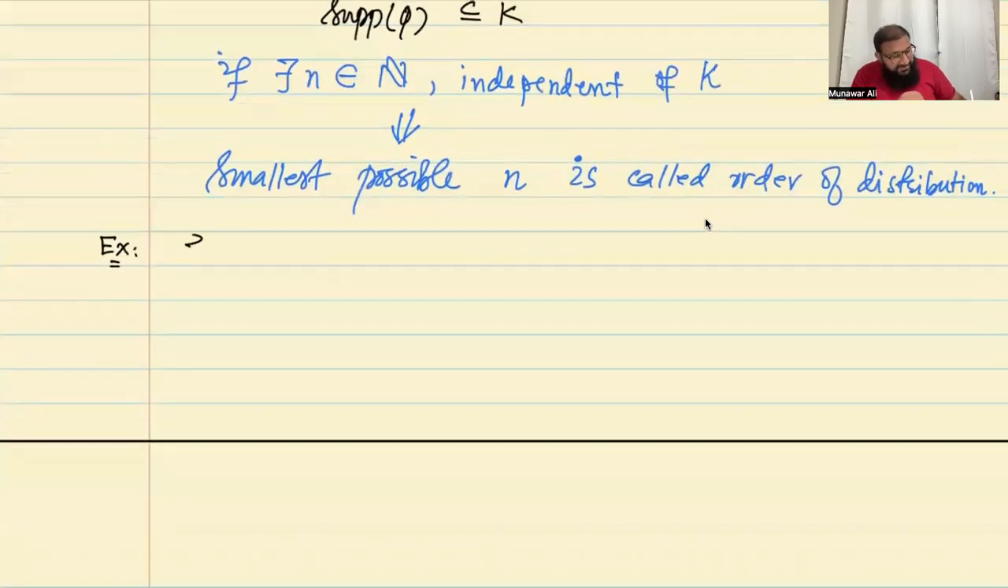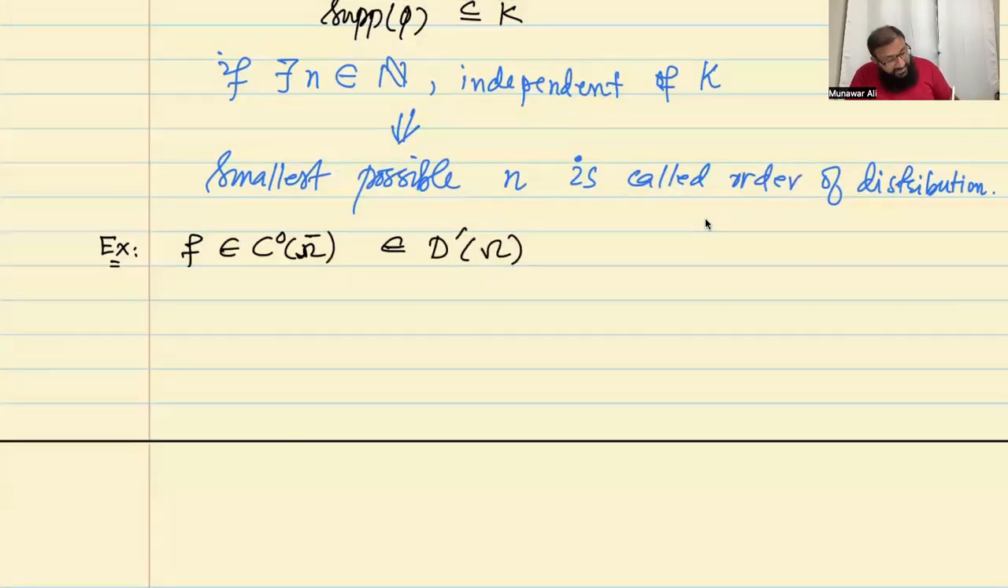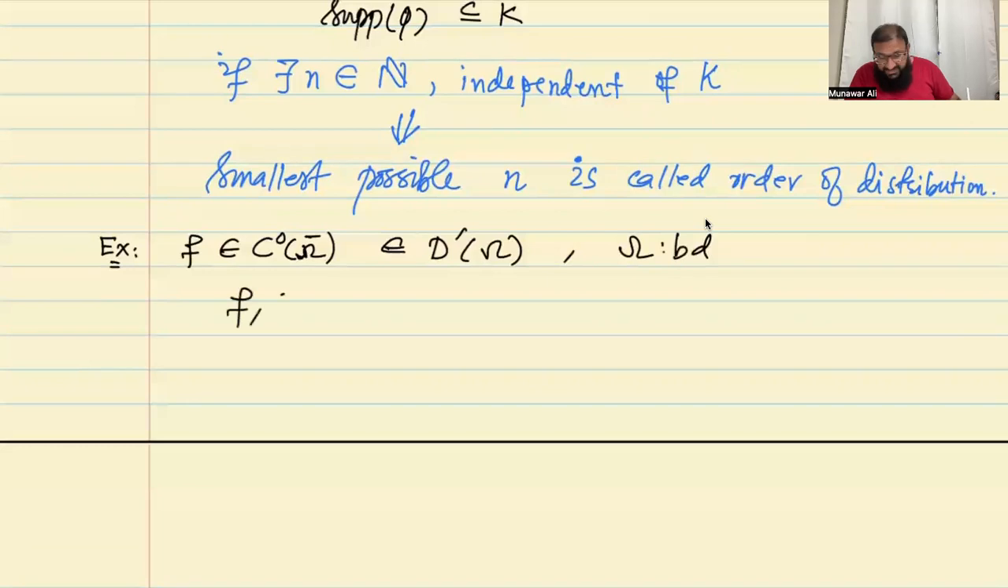So an example is, I'm taking a function which is only continuous till omega bar, it means the closure of omega, which is from D prime of omega, since I can use this as an action, and my omega is bounded. So f acted on phi is the integral of f times phi dx. So you know very well that this integral is a real number.